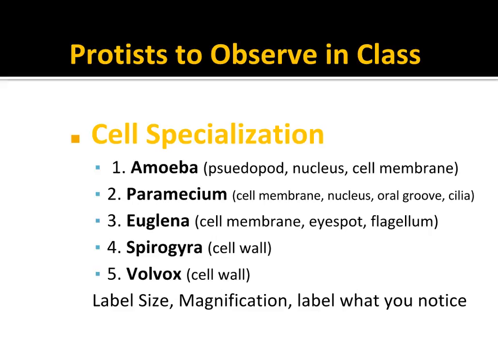There are a lot of other protists, but just to give you an overview of some of the specialization that we're going to see, we should be able to recognize pseudopods, nucleus, and cell membranes in the amoeba. We should be able to see cell membranes, nucleus, oral groove, and cilia in the paramecium. So I really want you to focus on, when you start viewing these in class, some of the specialties that they have that make them very unique and special.